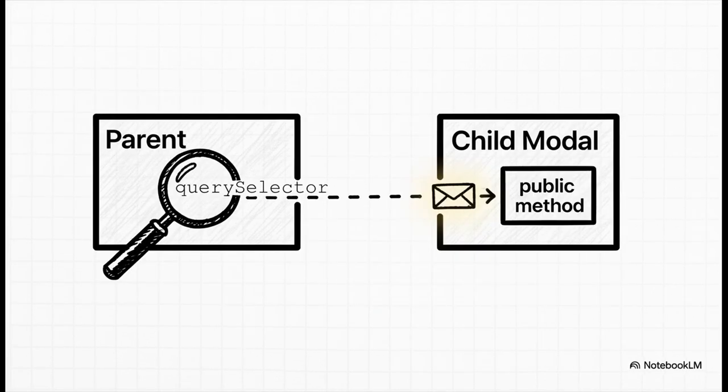So from the parent component, all you do is use this.template.querySelector to get a direct reference to your modal component. Once you have it, you can call that public method we just created with @api and pass in whatever data you need, a record ID, a name, you name it.